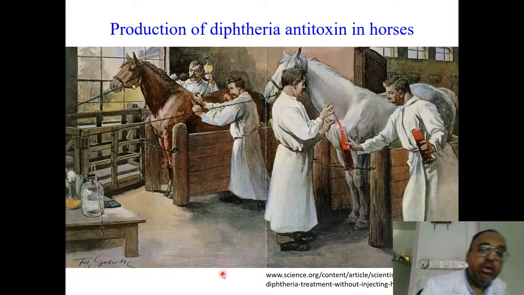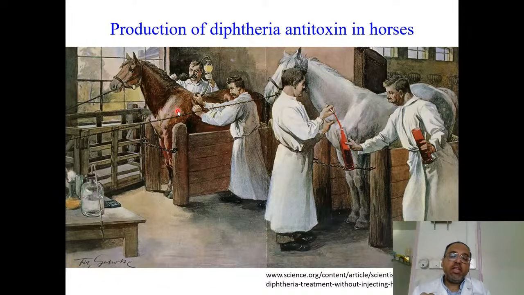The way that it was being produced was by injecting horses with tiny bits of the toxin. So in the case of what Behring did, he cultured Corynebacterium diphtheriae, the bacteria causing diphtheria. He isolated the soup from those bacterial cultures which contained the poison, contained the toxin. He diluted the toxin and injected horses with it a couple of times, and then he collected serum from them.